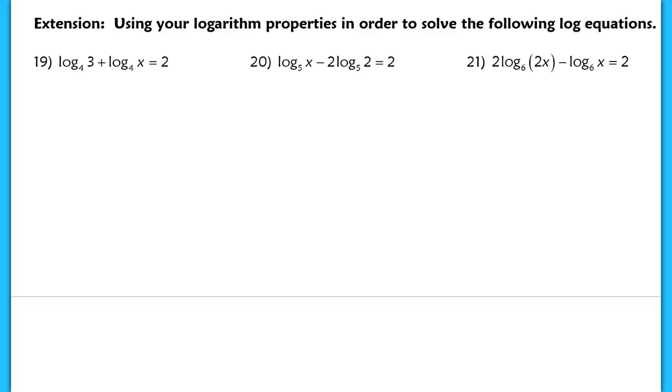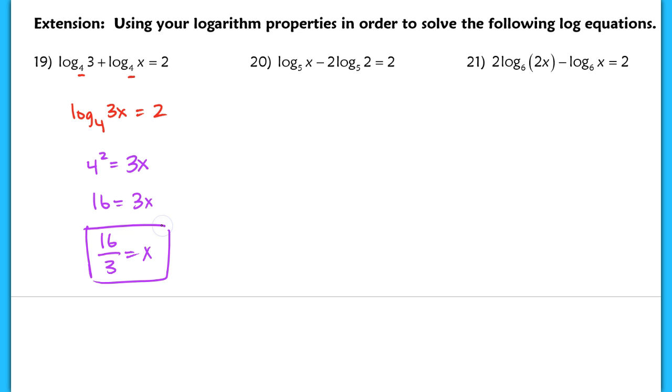So in this first example, number 19 here, because I have the same log base, I can write this now as log base 4 of 3x equals 2. So I can find the product here. And because now it's simplified as one log, I can change this into an exponential equation. So I can convert this into an exponential equation by writing this as 4 squared equals 3x. So to solve for x here, I would simply divide by 3, and I end up with 16/3 equals x. So really that's the whole point of today's lesson, is to be able to do this tomorrow.